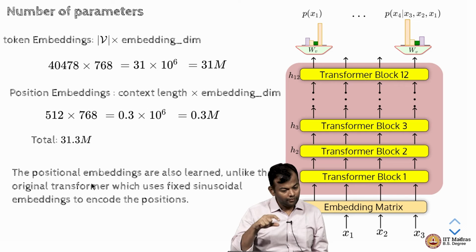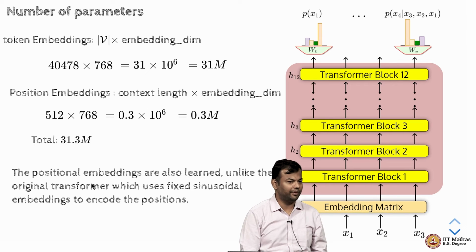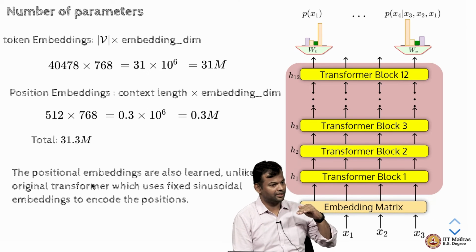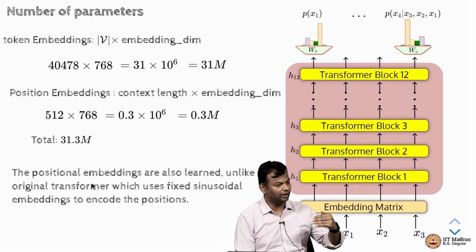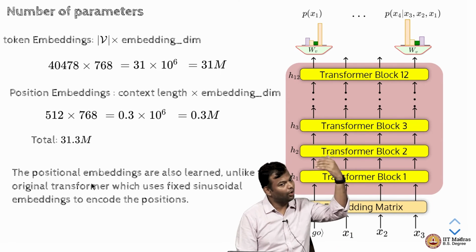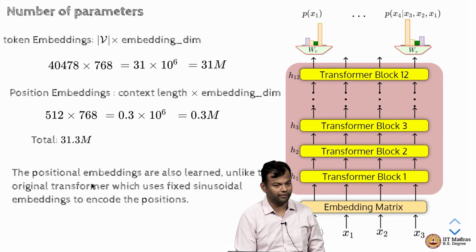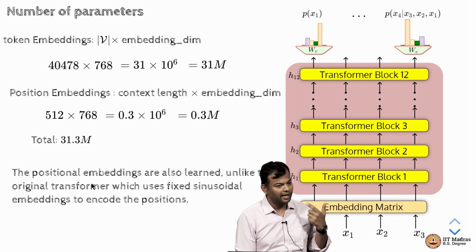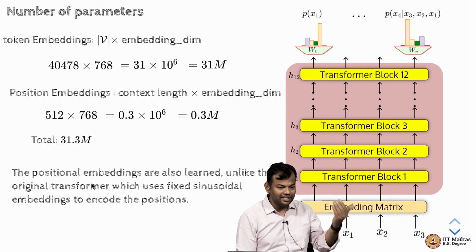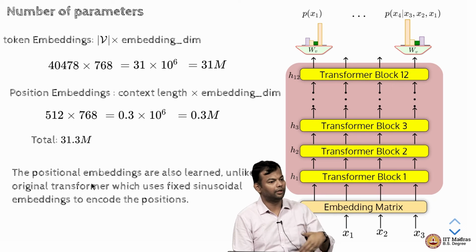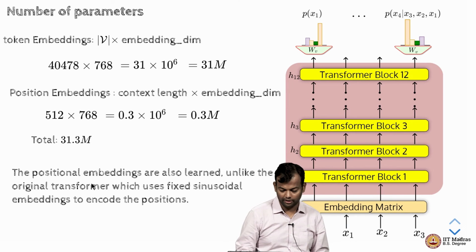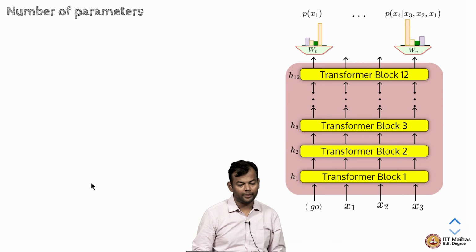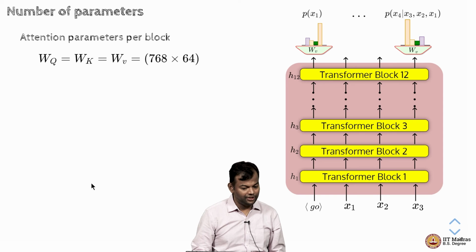Unlike the previous transformer that we had seen, where the positional embeddings were just sinusoidal initialized and not learned, now they are initialized and also learned along with the other parameters of the network, right? So you could think of this 512 cross 768 matrix as a parameter matrix, which is initialized in a certain way, but then it will get trained just as the other parameters in the network.